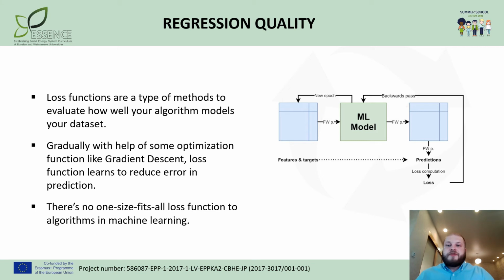Regression quality metrics are completely different from the classification ones, as within the framework of the regression problem, you are supposed to provide a continuous output. Within the framework of regression quality metrics, loss functions are typically used. Actually, loss functions are a type of method to evaluate how well your algorithm models your dataset.